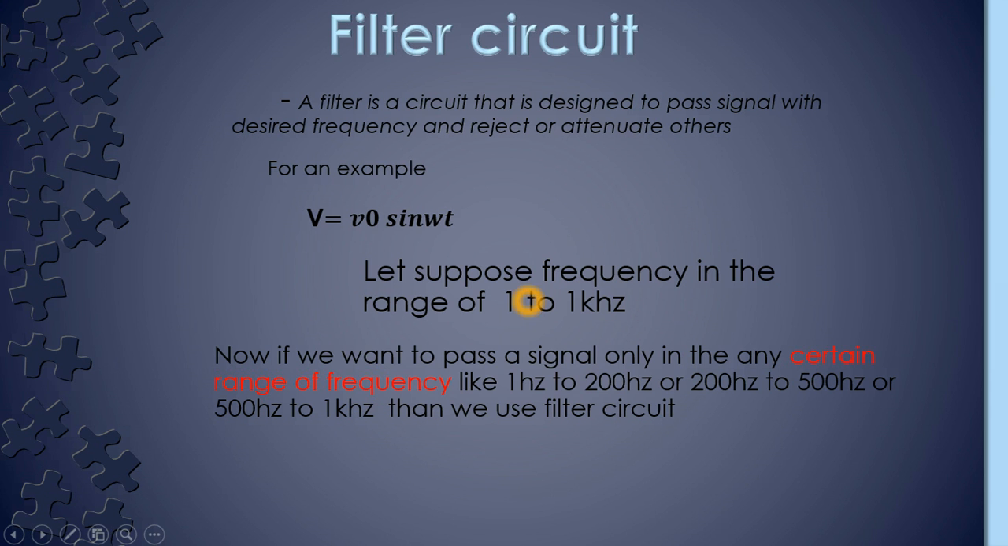If we pass only a certain range and stop the others, meaning attenuate the others, that's why it is said to pass signals with the desired frequency and reject or attenuate others. So I hope you understand what a filter circuit is.